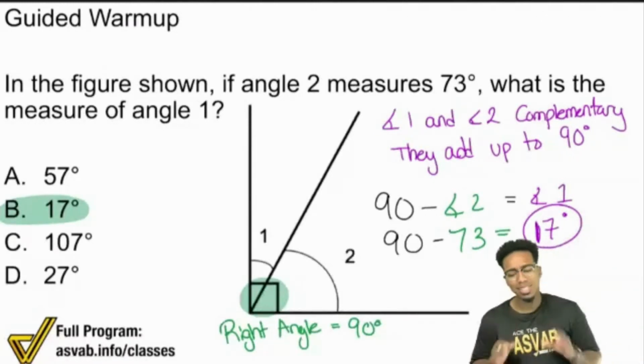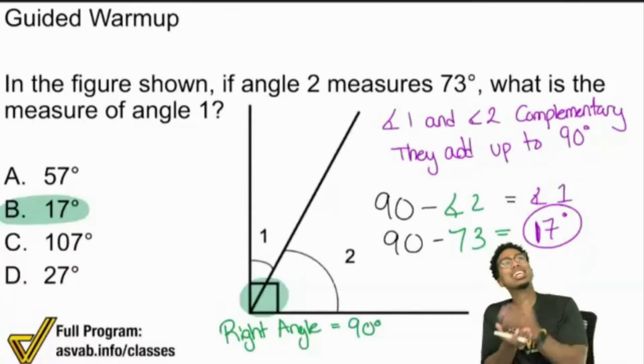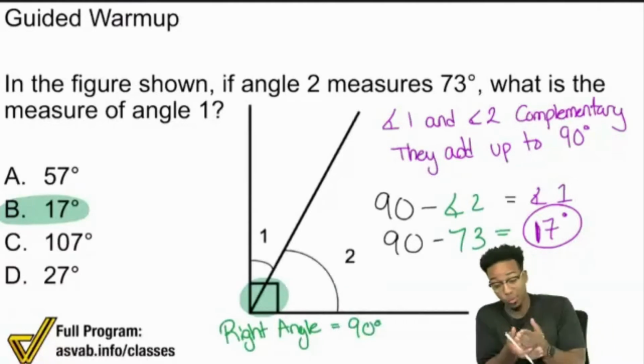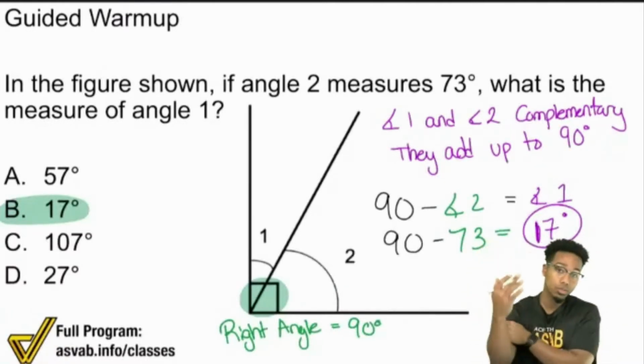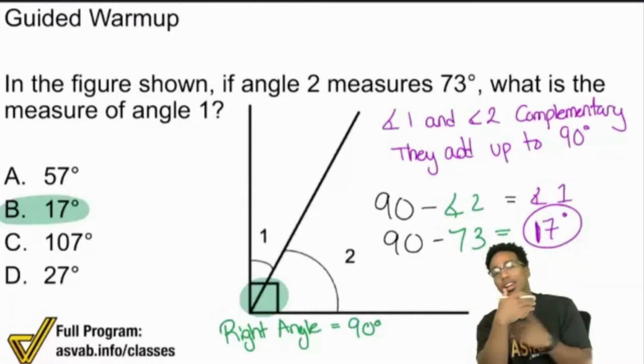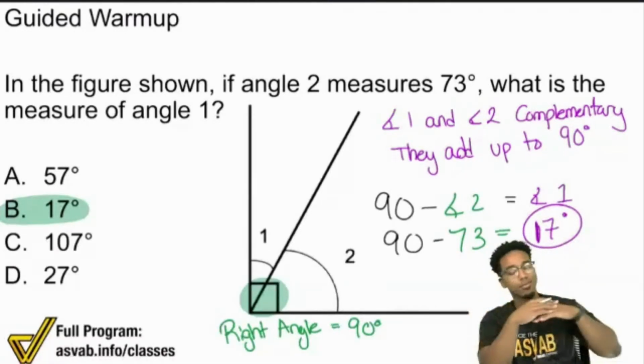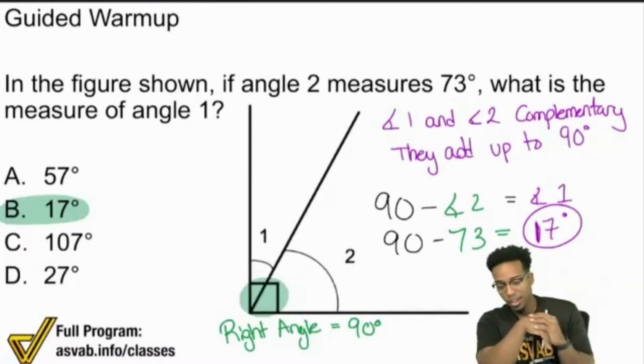Yes or no, did that make sense? Especially after doing the supplementary one. Notice that we did the same exact thing. We subtracted one angle from another, but the number we used was different. You used to recognize, is this a straight line for 180 or a right angle for 90?